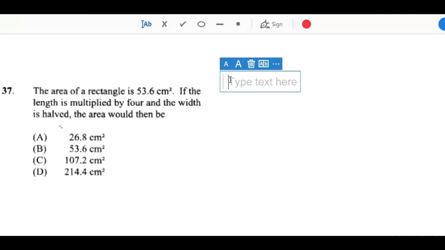Question 37. The area of a rectangle is 53.6 and the length is multiplied by 4 and the width is halved. What is the new area? So we know that area of a rectangle is length multiplied by width, and the question stated that this is equal to 53.6 centimeters. And what we're now looking for, the new area, where the length is multiplied by 4 and the width is halved, is equal to x, and that is what we are looking for.